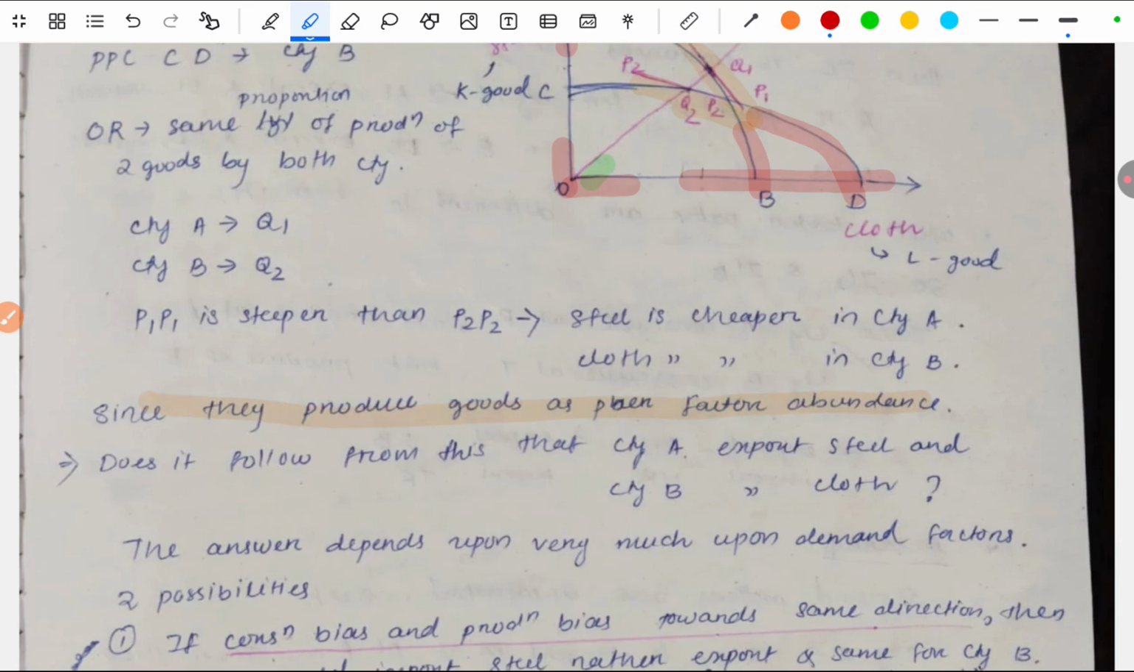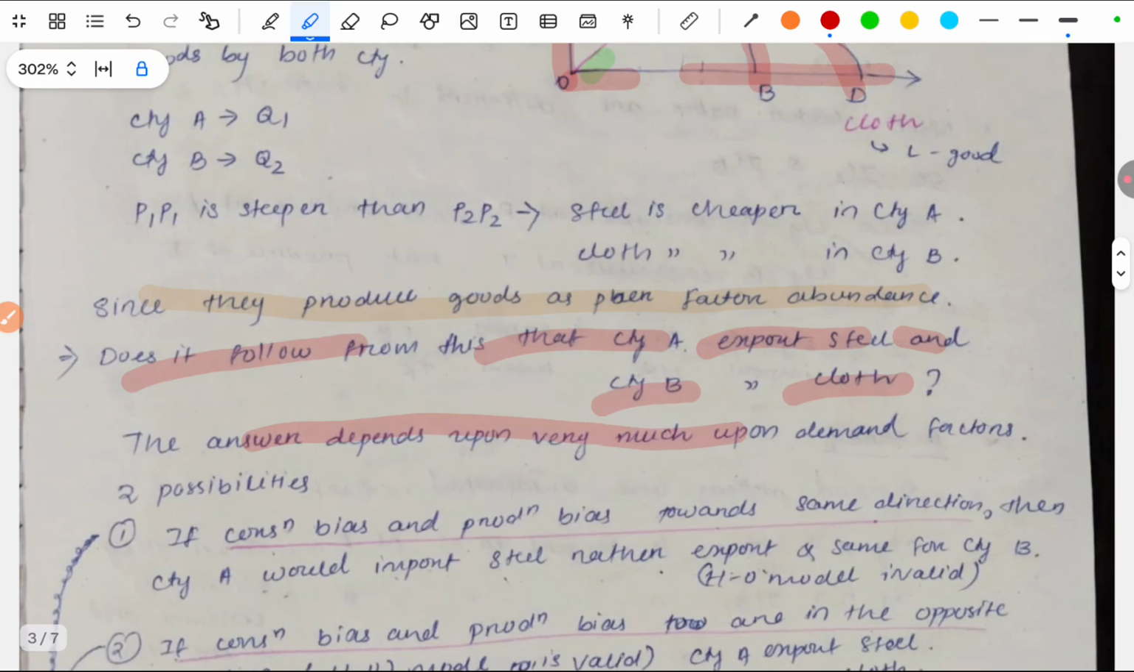Does it follow from this that the country which has more of a factor, capital or labor, will produce that type of good? It means will they export or not. So does it follow that country A exports steel and country B exports cloth? The answer depends very much upon demand factors. At that time we ignore demand, we focus on supply. But whether it will export or not will depend upon demand factors.